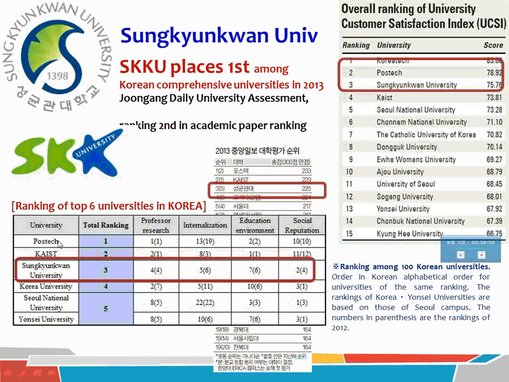Okay, so Postech and KAIST are engineering schools, and beside those, Sungkyunkwan University's potentials and abilities were counted the best. Not only that, the university customer satisfaction index showed Sungkyunkwan University is the first among the comprehensive universities in the whole of Korea.